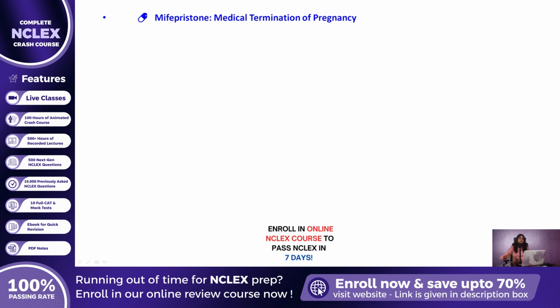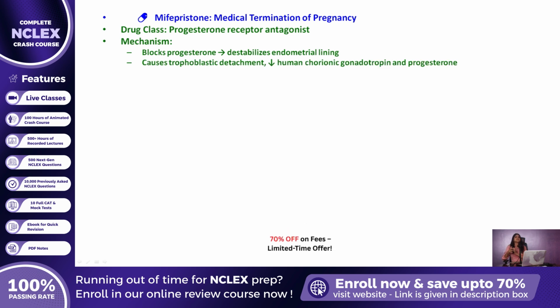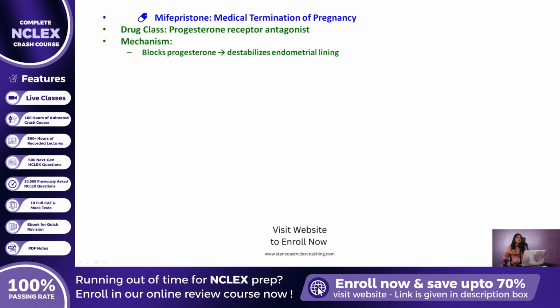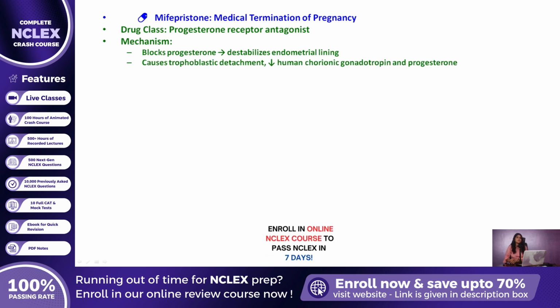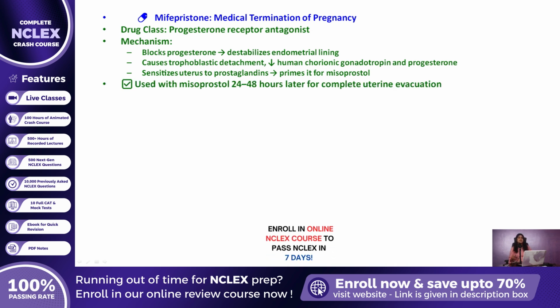Mifepristone is a progesterone receptor antagonist that disrupts the hormone's critical role in maintaining the endometrial lining during early pregnancy. By blocking progesterone at the level of the decidua and myometrium, mifepristone causes the endometrium to break down and the trophoblastic tissue to detach from the uterine wall. This detachment triggers a drop in human chorionic gonadotropin and progesterone levels and also increases the uterus's sensitivity to prostaglandins. This is why misoprostol, which is administered 24 to 48 hours later, is so effective. It works on a uterus that has already been primed to contract.